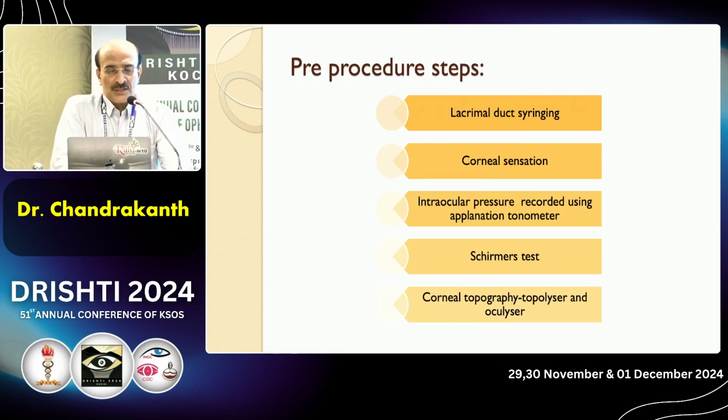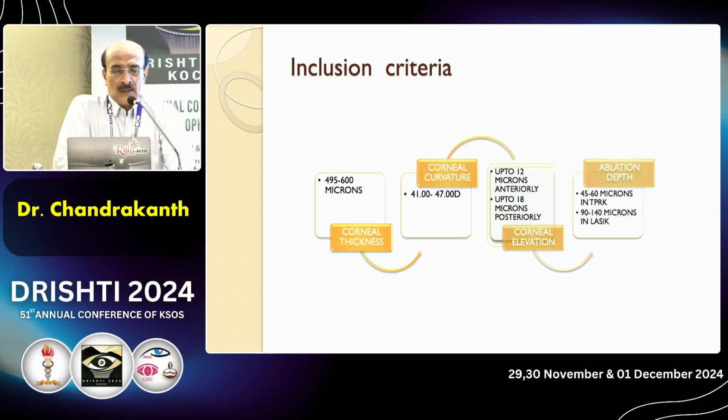For the procedure steps, detailed tests were done: lacrimal duct syringing, corneal sensation, intraocular pressure recorded by applanation, Schirmer's test, corneal topography using Topolyzer and Oculyzer. Inclusion criteria included corneal thickness between 495 to 600 microns, corneal curvature between 41 to 47 diopters, and corneal elevation up to 12 microns anteriorly and up to 18 microns posteriorly.